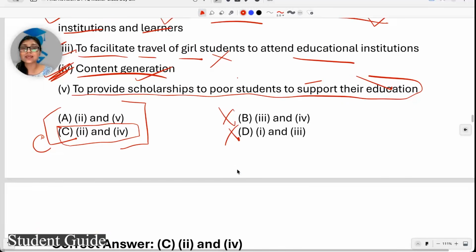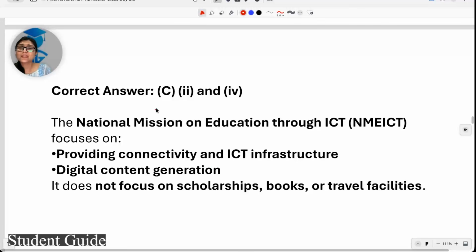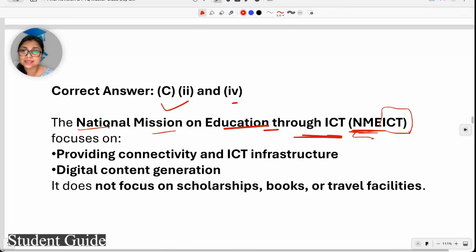Quickly checking the explanation slide. Okay, so in this slide, you can see 2 and 4 are correct. So the NMEICT: ICT you all know, but NME you need to know. It may come in the coming exam, so you need to know the full form of it. The National Mission on Education through ICT. Okay, the full form of NMEICT is National Mission on Education through ICT. It means National Mission on Education, but through ICT, through Information and Communication Technology.